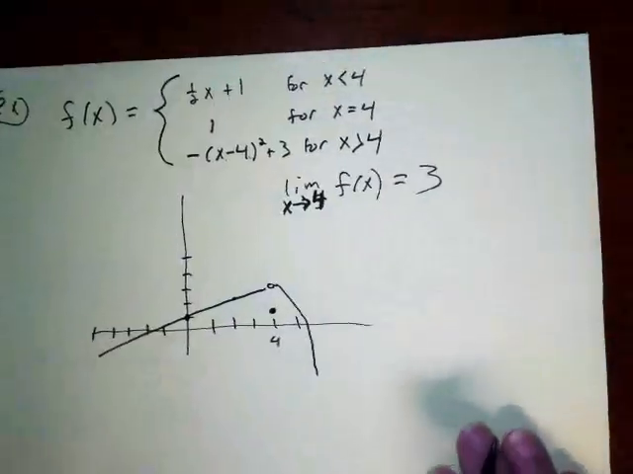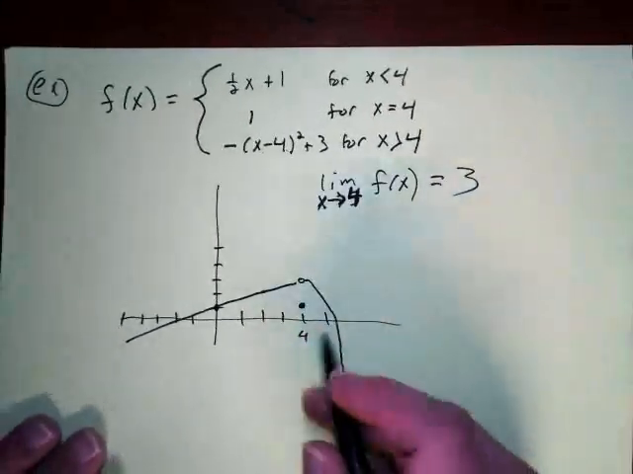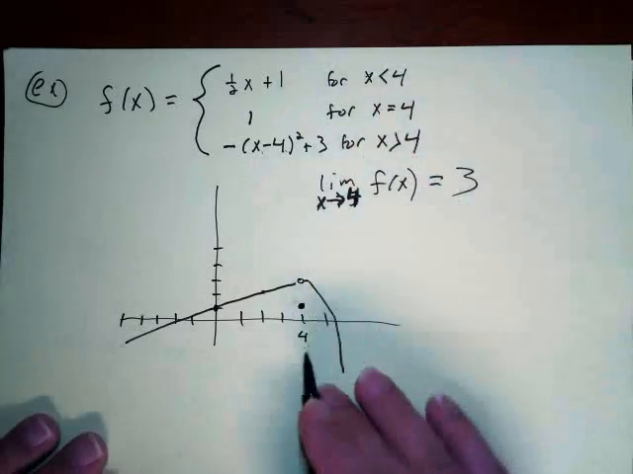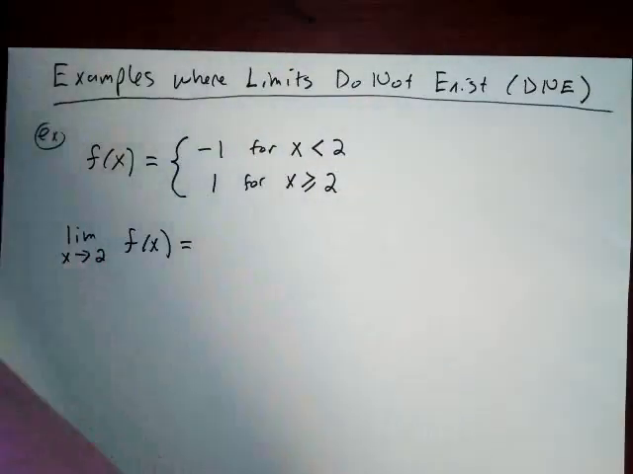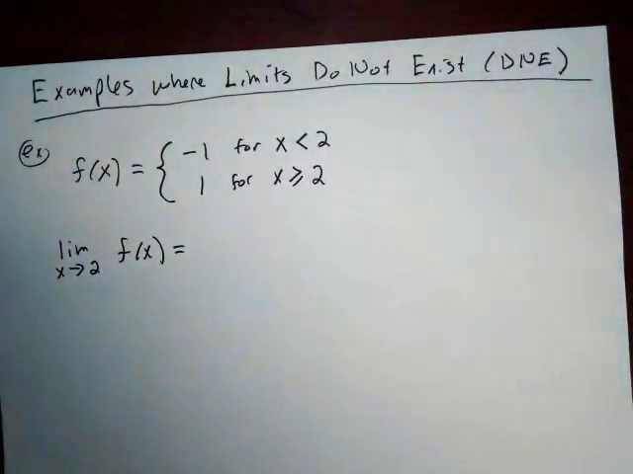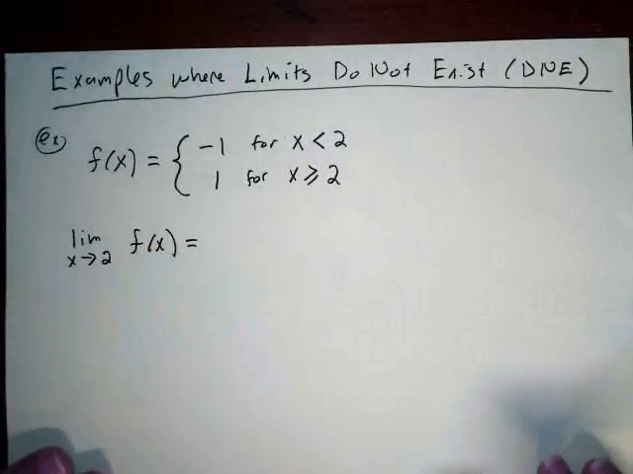Okay. And so here the limit is 3. It does exist and it's 3. And notice it doesn't matter what the value of the function is at that point. It could be some other value like it is here. Okay, so that's another example. So now what would be helpful to finish this video off is what are some examples where limits don't exist.